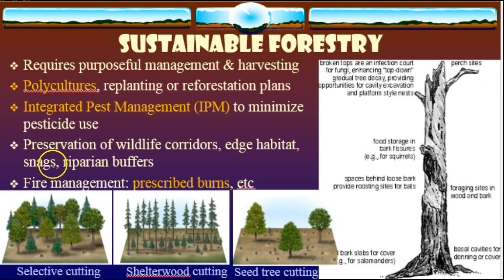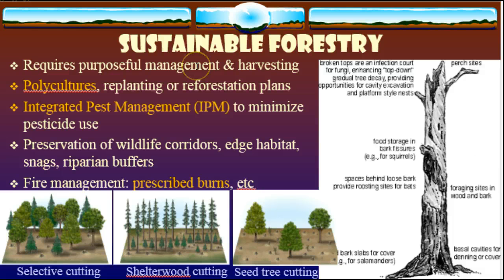Snags, basically, this is another vocab word you should know, are dead trees, and you'd think, okay, it's dead, why is that good? But they're really important habitat sites. Birds will nest in them, squirrels and things will live in them, bats might live in the hollow inside. So even though it's a dead tree, it's still very important to preserve things like that. And of course, preserving our riparian buffers so that our rivers are nice and healthy.